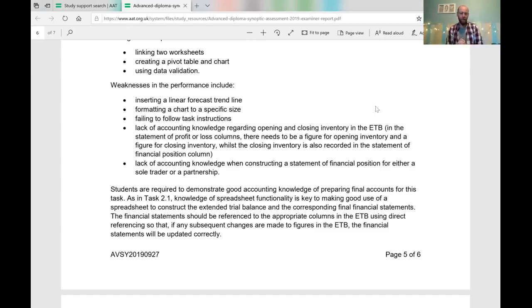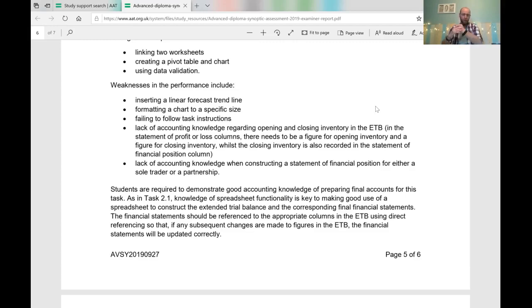And then bullet point 5, it says lack of accounting knowledge, again, when constructing a statement of financial position for either a sole trader or a partnership. So remember that the partnership statement of financial position, the bottom part of that where we demonstrate the capital and profit and drawings and stuff like that, that's different because it just combines everything. You've got the capital for the partners and the different partners, and then you've got the current account, and in the current account it includes the profit and the drawings and all those other calculations as well.